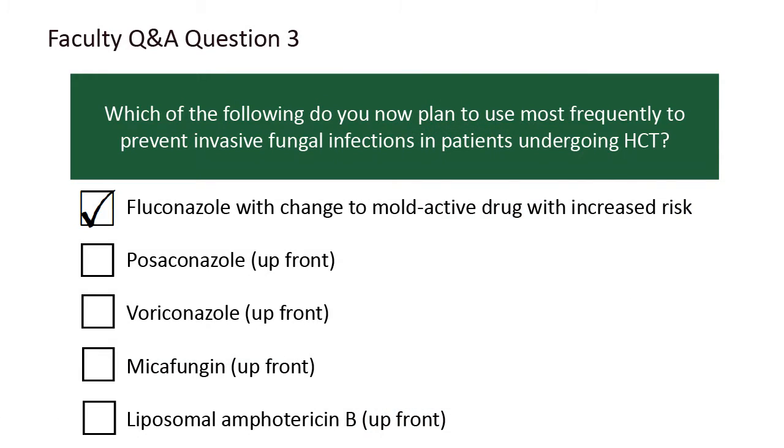So returning to the first question, which of the following do you now plan to use most frequently to prevent invasive fungal infections in patients undergoing transplant? Option 1, again, is either a hybrid approach of fluconazole or mold active, depending on the risk, or biomarkers. Option 2, posaconazole in everyone, voriconazole in everyone for option 3. Option 4, micafungin. Option 5, liposomal amphotericin. Okay, it looks like most of you are sticking with your decision.